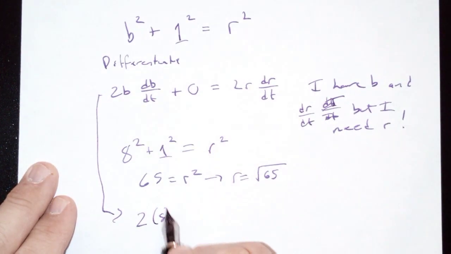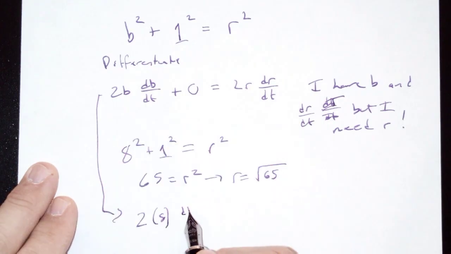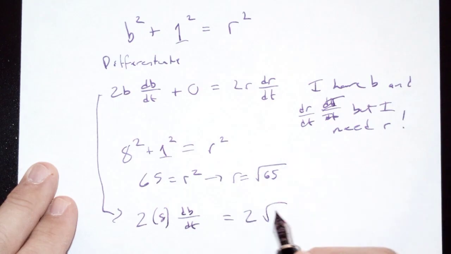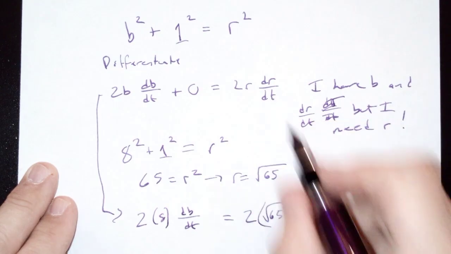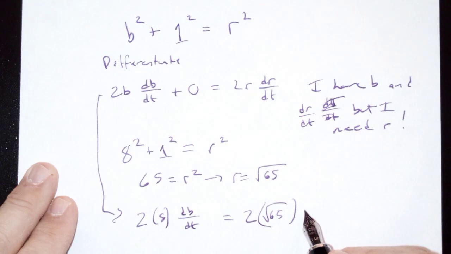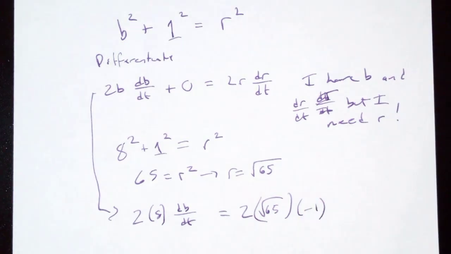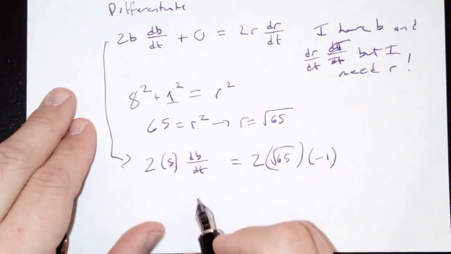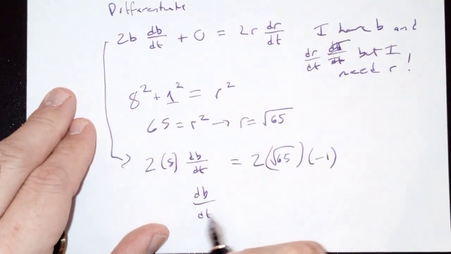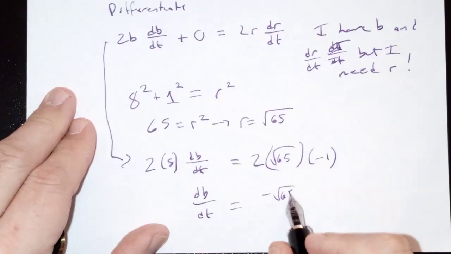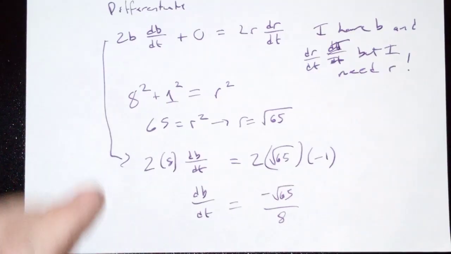2 times 8 times dB/dt, that's the thing I want that I don't know yet, equals 2 times R times dr/dt. And so I can get dB/dt all alone. The 2's cancel, and I get dB/dt is negative root 65 over 8 meters per second.